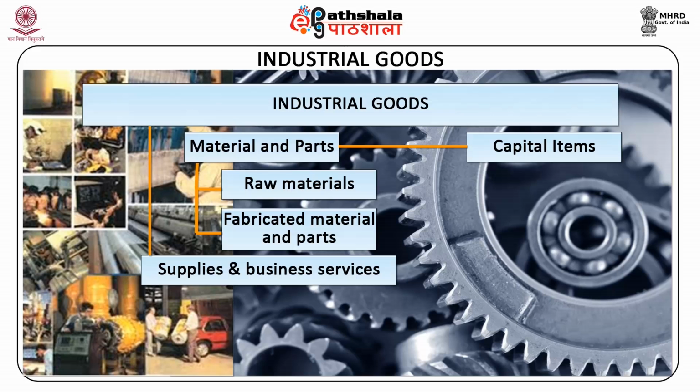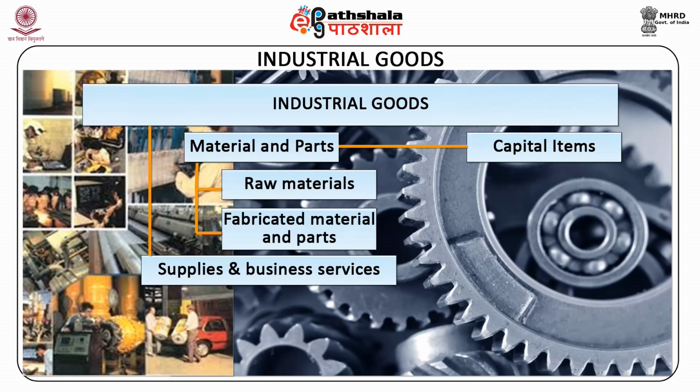Second, fabricated material and parts. These are manufactured products of one production unit, such as iron, yarn, cement, wires, etc., and are required by another production unit to be processed further and finally become part of the finished goods.